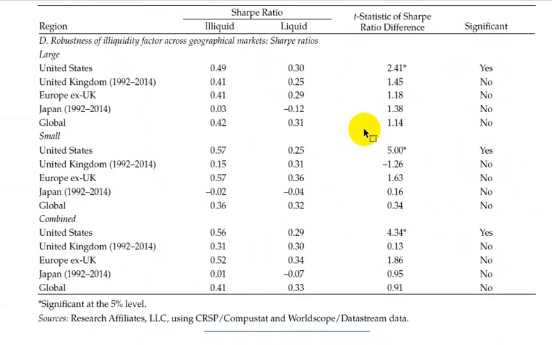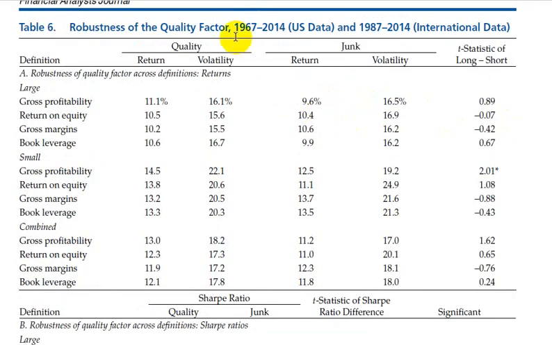And from a Sharpe ratio perspective, we reach the same conclusion. So investing in the US, you get a return premium from investing in illiquid stocks instead of liquid ones, but in other countries, maybe not so much. And finally, the quality factor.